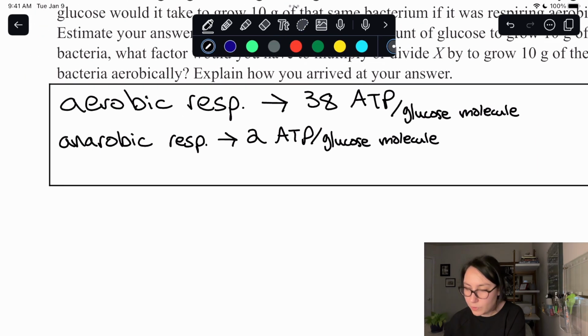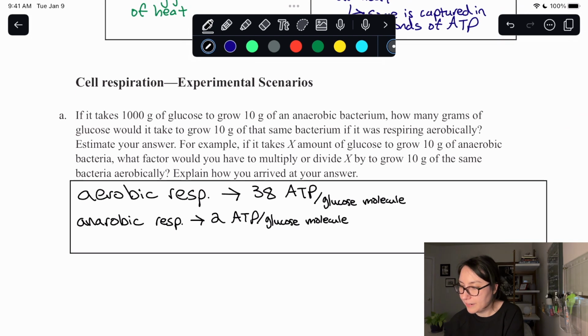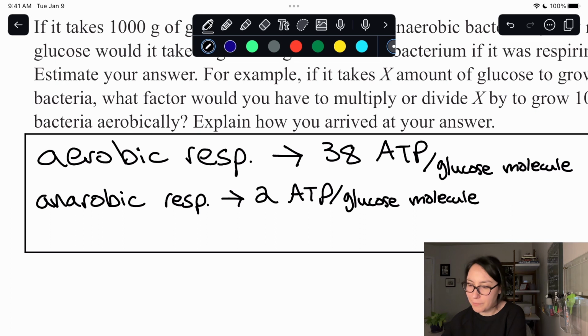So then what do you do next? So you're like, okay, well, if I have this much and I have this much, how do I figure out if I'm going to be multiplying, if I'm going to be dividing? Basically, there's some math that I don't think is necessary for this right now. How you want to think about it is, if I have 38 of this and then I have 2 of this, what do I need in order to make this more efficient at X amount of grams of anaerobic bacterium? Basically, think about it this way. Oh, I guess I'll do the math.